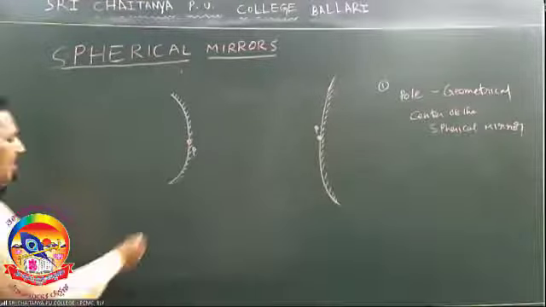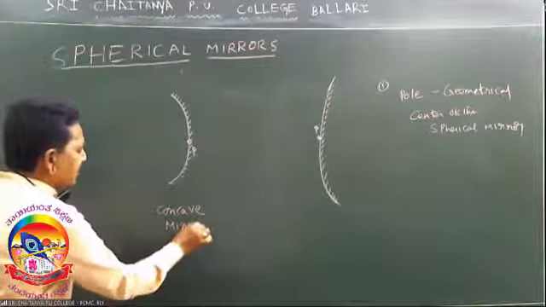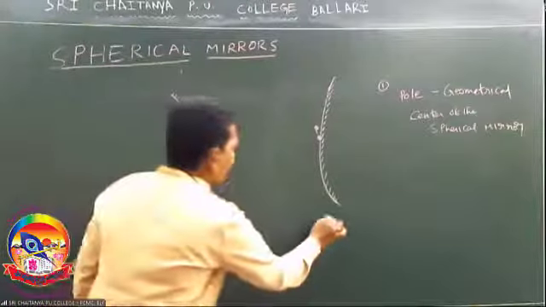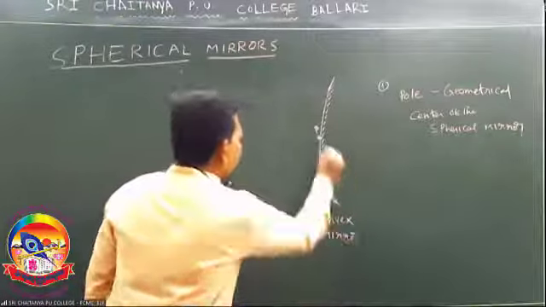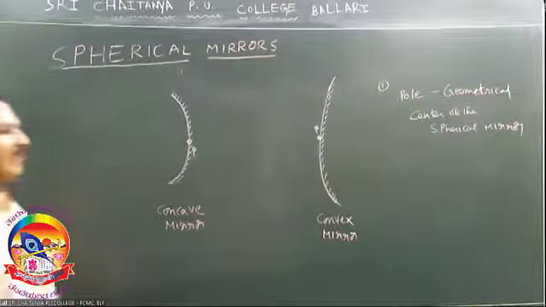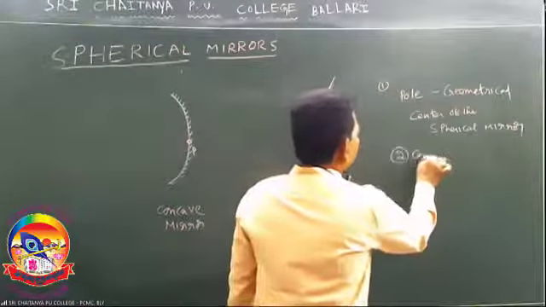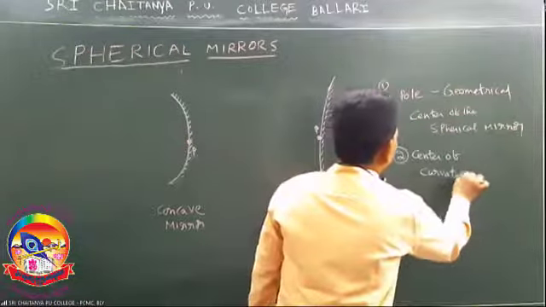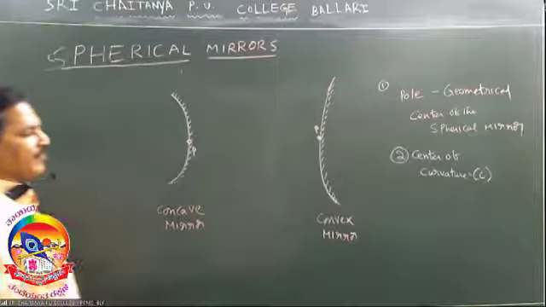In the case of concave mirror, this is the pole of the mirror, P represents. In the case of convex, simultaneously we are writing the pole of the mirror, geometrical center, that is P. Second one, center of curvature, generally represented by C.